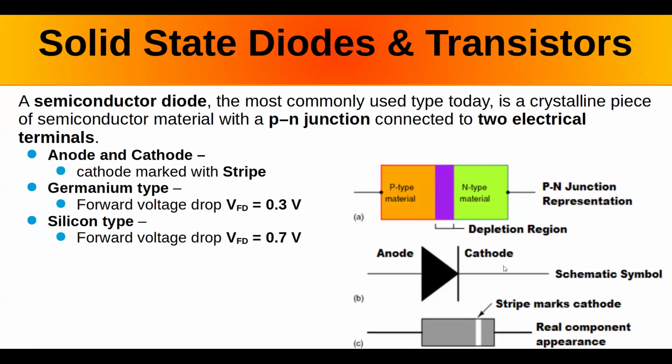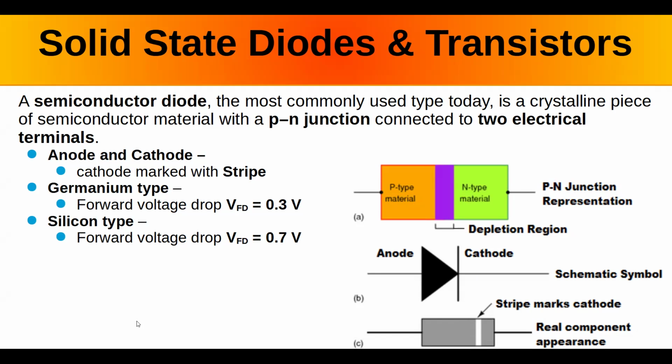We represent it with the symbol of a filled in triangle as the anode, indicating positive current flow, because Benjamin Franklin said that's the way current flows. Well, 50-50, he didn't know any better. And then the straight bar is the cathode. On a lot of diodes, probably most, they have a stripe, which indicates that's the cathode end.